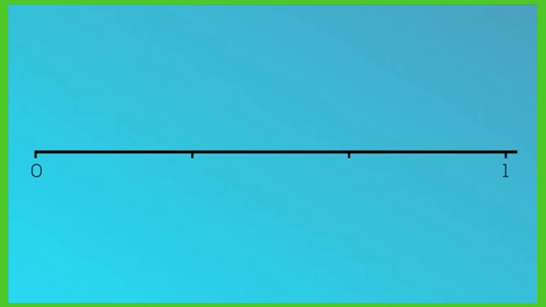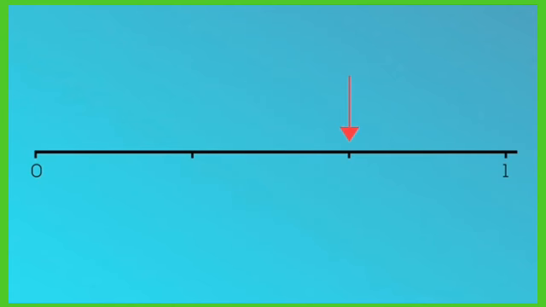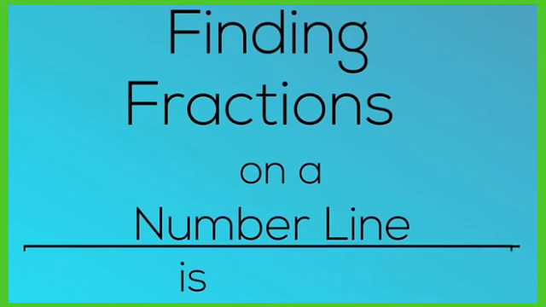Here is another example. Here we have a number line and a marker. The marker is between 0 and 1, so it can't be a whole number. It must be a fraction. Let's work out what fraction belongs here. 1 whole has been divided equally into 3 equal parts, so each of these parts represents 1/3. 1/3, 2/3. This marker is pointing to 2/3. Finding fractions on a number line is easy.